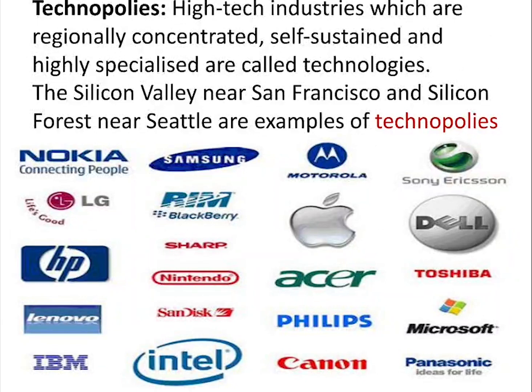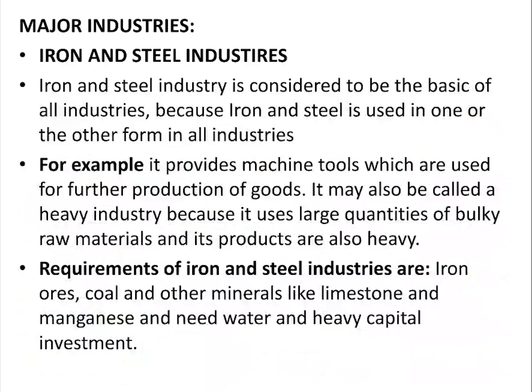Please make the correction. It is not technologies, it is technopolis. Examples of technopolis cities are Silicon Valley and Silicon Forest. These are the two examples of technopolis. In India, we can say Bangalore is the technopolis city, because in Bangalore we have a large number of modern high technology based industries.